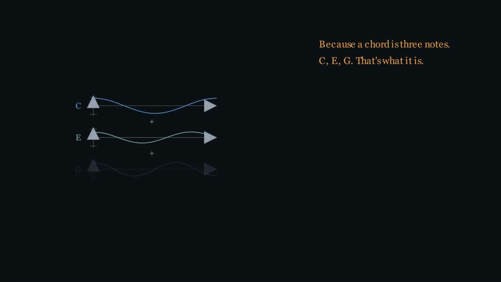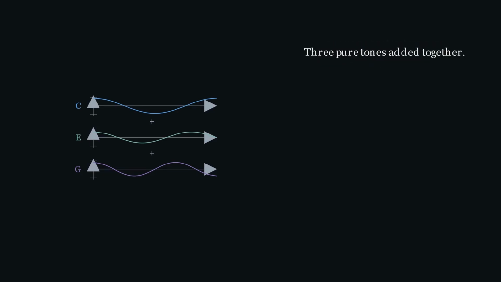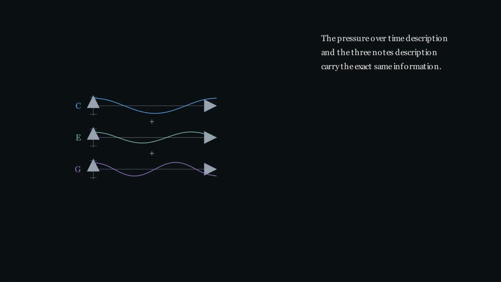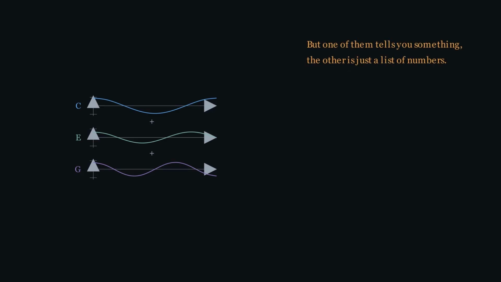It's also a useless way to think about a chord, because a chord is 3 notes, C, E, G. That's what it is. 3 pure tones added together. The pressure over time description and the 3 notes description carry the exact same information. But one of them tells you something, the other is just a list of numbers. We're going to do the same trick on our image.